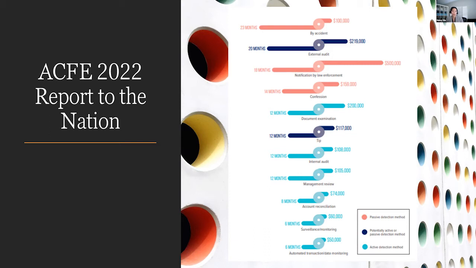Again, this is a reason why you don't want to simply rely on your external audit or an outside party to identify a fraud event. By the time they get to it, you can expect to incur a lot more damages than if you had the internal safeguards to do it internally. But if you look down that list, fraud detected through reconciliation activities, for example, we're looking at about $74,000 worth of damages and just 8 months of fraud operations. It's much less severe.